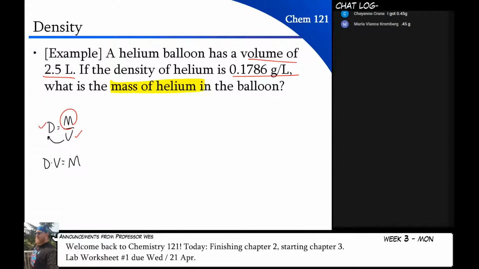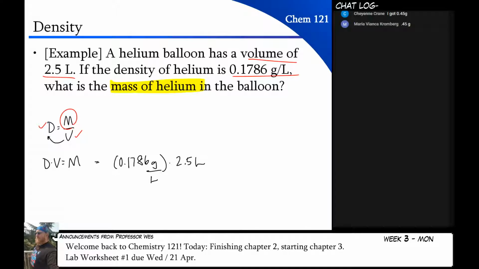So I just need to multiply the mass, or I'm sorry, I need to multiply the volume by the density, in either order, because multiplication is commutative. You can just do it in any order you want. So I'm going to put it in the order of the terms they have here. So density is 0.1786 grams per liter. I'm going to multiply that by 2.5 liters.